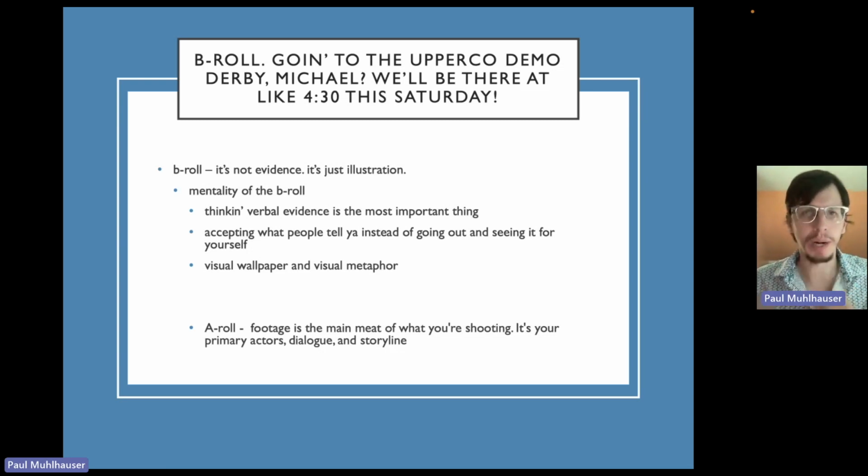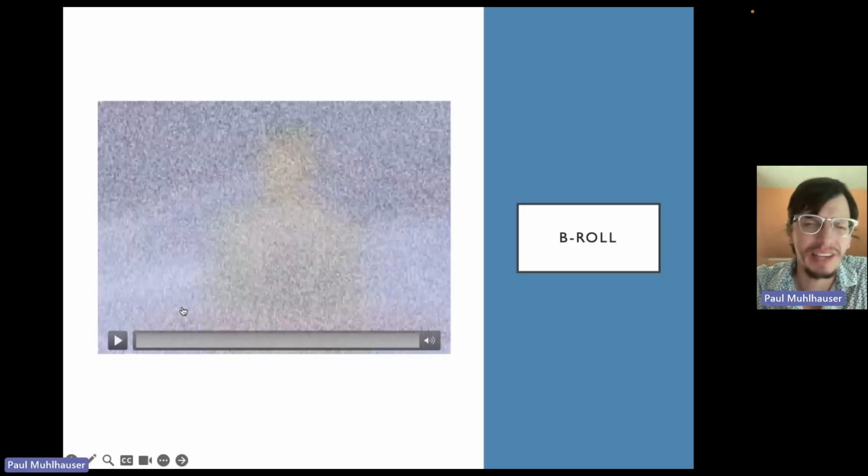A-roll is that primary footage. It's the main meat of what you're shooting. It's your primary actors, your dialogue, and the storyline that you're telling. So you've got that A-roll and B-roll, and the A-roll would be where you're doing that visual evidence and that kind of thing. Here's an example of B-roll.